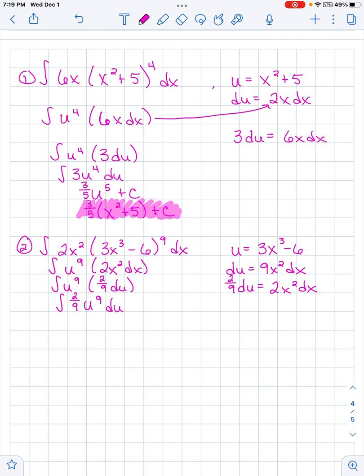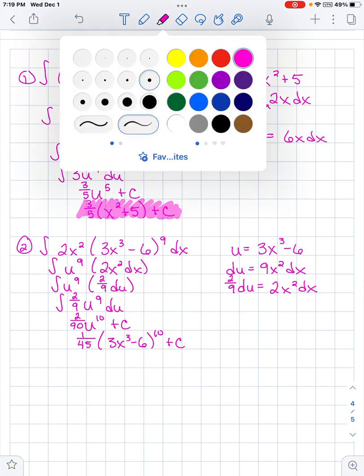Now I'm going to work backward from the power rule. I'm going to add 1 to the exponent, that's u to the 10th. And I'm going to divide by 10. So this will be 2 over 90, plus some constant. 2 over 90 reduces to 1/45. I'm going to replace u with 3x cubed minus 6, to the 10th, plus some constant. I'm going to choose a different highlight color this time.